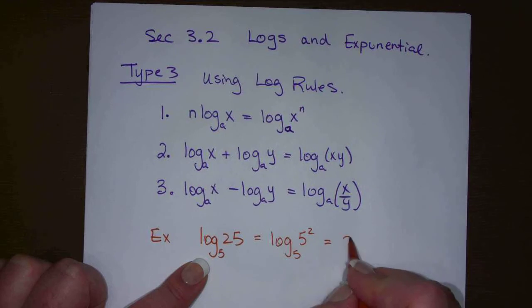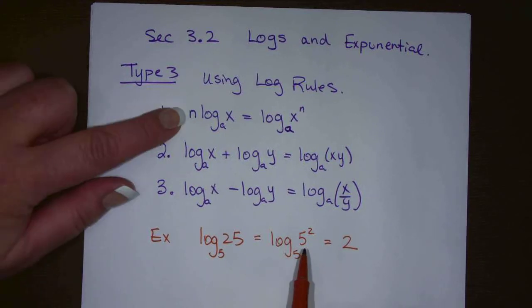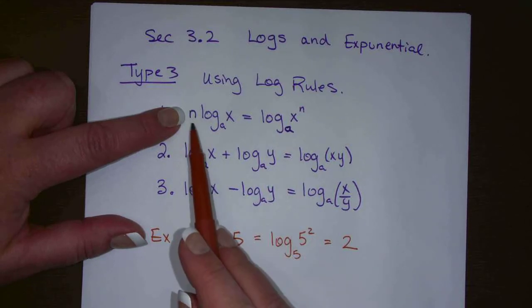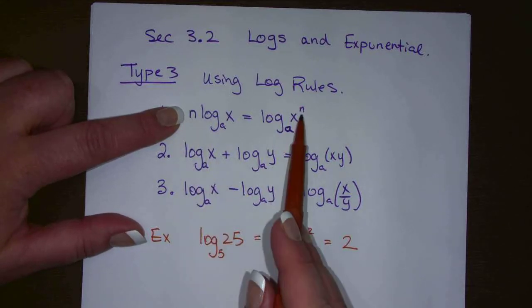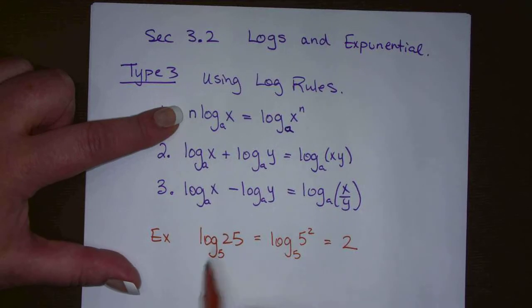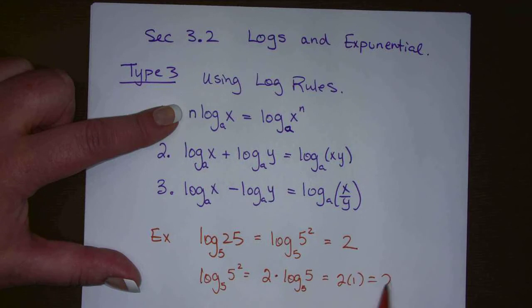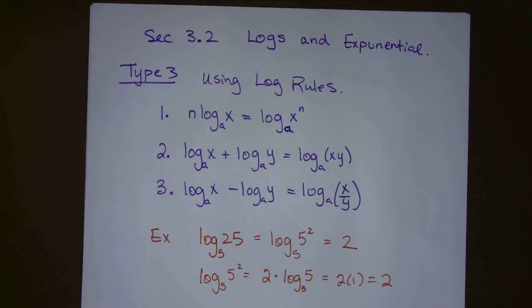Now, this first rule says that if there's an exponent, like the 2, we can move it down in front. That's all it's saying. So you can leave it up as a 2, or you can move it down in front. So in other words, we could say log base 5 of 5 squared is 2 times log base 5 of 5. Log base 5 of 5 is 1. So you can move the exponent down in front, and then it just makes it times 1, so it's still the same thing. So that's the first rule.